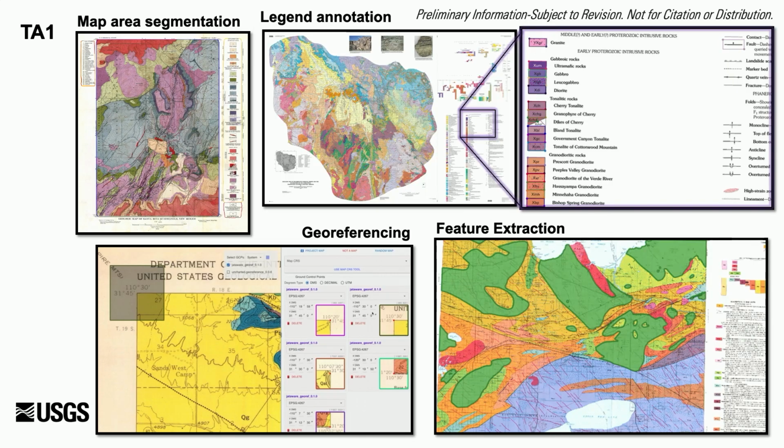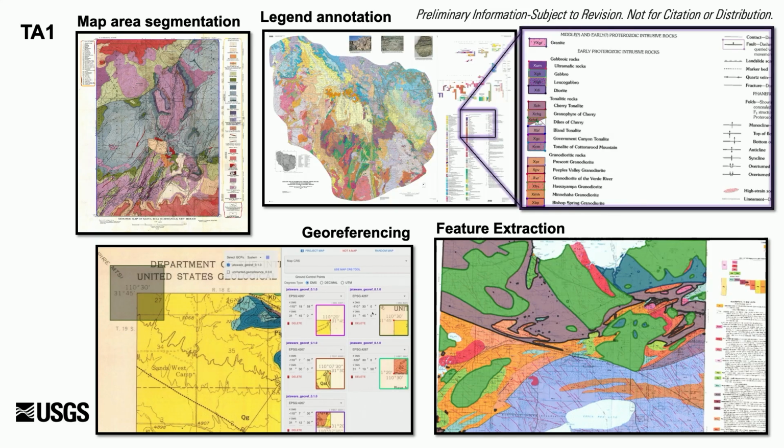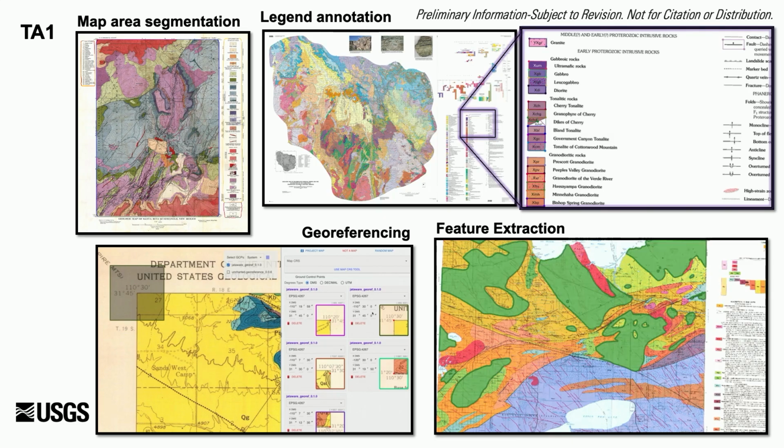And here's an illustration of the steps I just described. So when a map is submitted for processing, machine learning and computer vision models will segment the map into its component parts, OCR the document, detect legend items, georeference the map, and extract point, line, and polygon features.